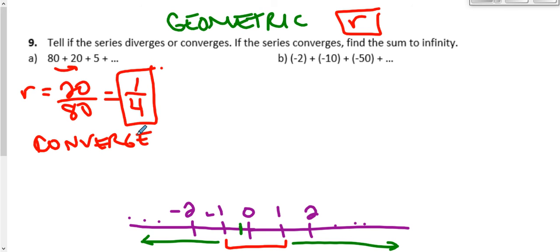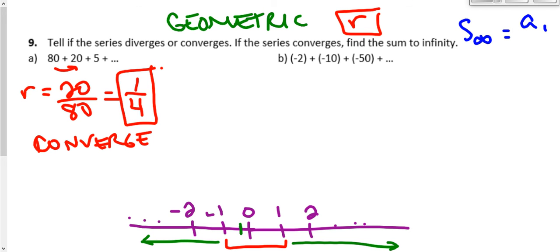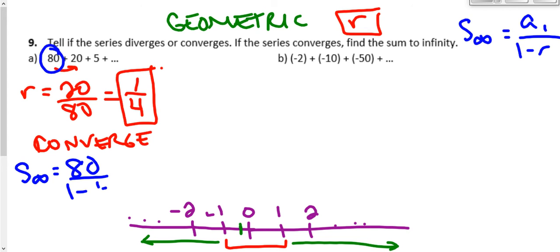And because it converges, I have to find the sum to infinity. Now, the sum to infinity formula will also be given to you on the test. The sum to infinity is a sub 1 divided by 1 minus r. So in this formula, a sub 1 is the first term, 80. So the sum to infinity is 80 divided by 1 minus our r value, which was 1/4.